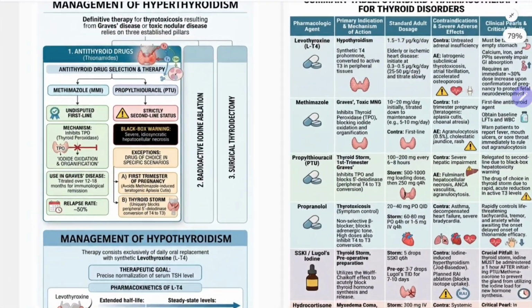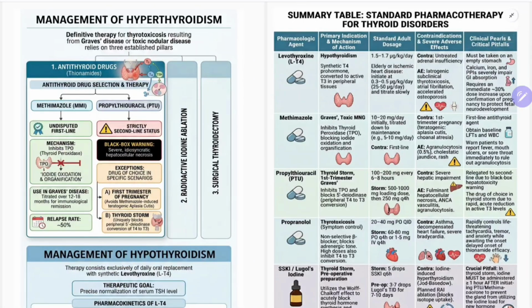This we have already learned; I am not going deep into this. Management of hyperthyroidism, for Graves disease and toxic nodular disease. These are the 3 choices: anti-thyroid drugs, iodine therapy, radioactive iodine ablation, and surgical thyroidectomy. These are the 3 choices.